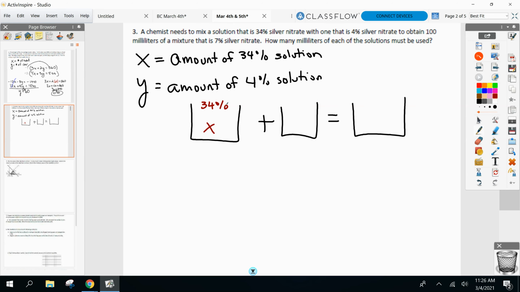All right, next in the second one is your 4% solution, which is Y. And this is where I always get concerned. You're going to mix it together and you end up needing a 7% solution, but no variable here because you know how much you need at the end to make 100 milliliters.